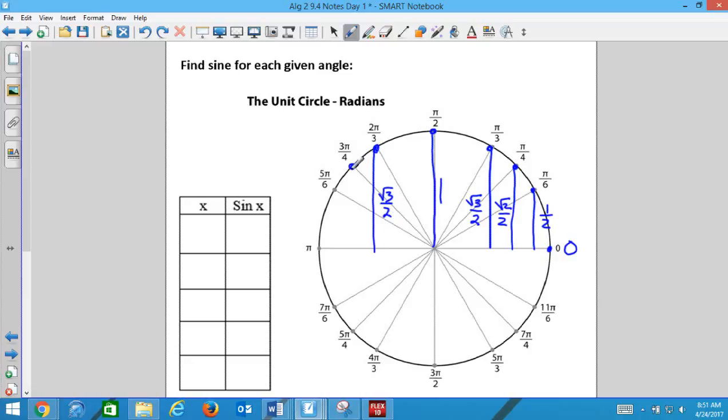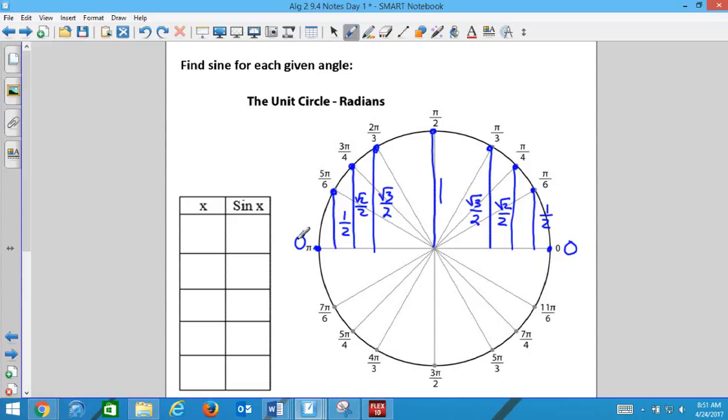And then we get to 3 pi over 4, that is a 45 degree reference angle. Sine is radical 2 over 2. And then we get to 5 pi over 6, that is a 30 degree reference angle. Sine is a half. And then we get to pi, which is 180 degrees, and sine is 0. Do you see how they're symmetric? So the sine value is getting larger all the way to 1, and then it's getting smaller to 0.